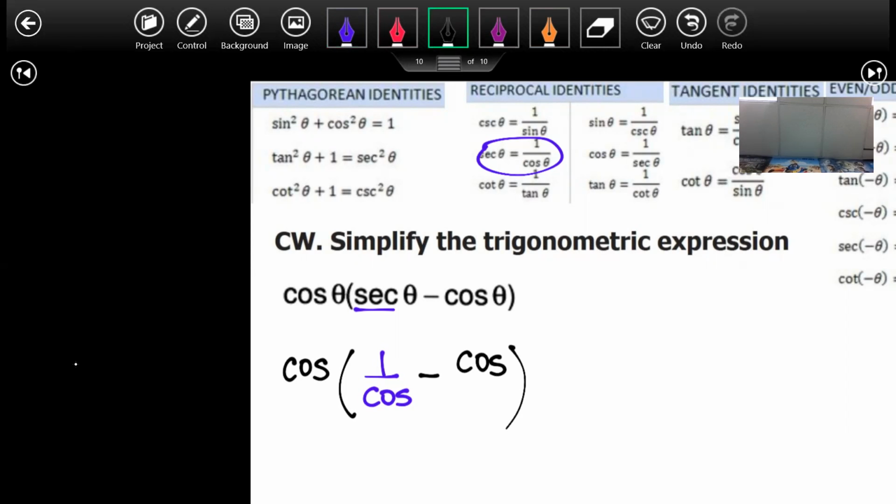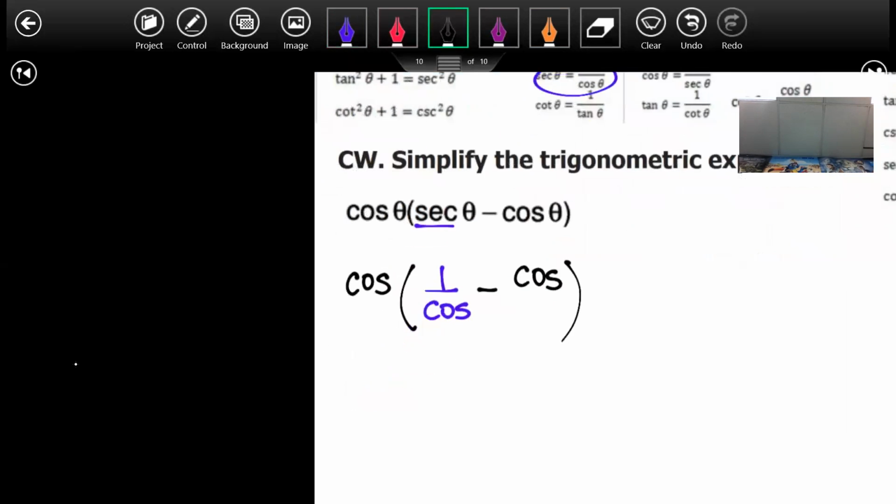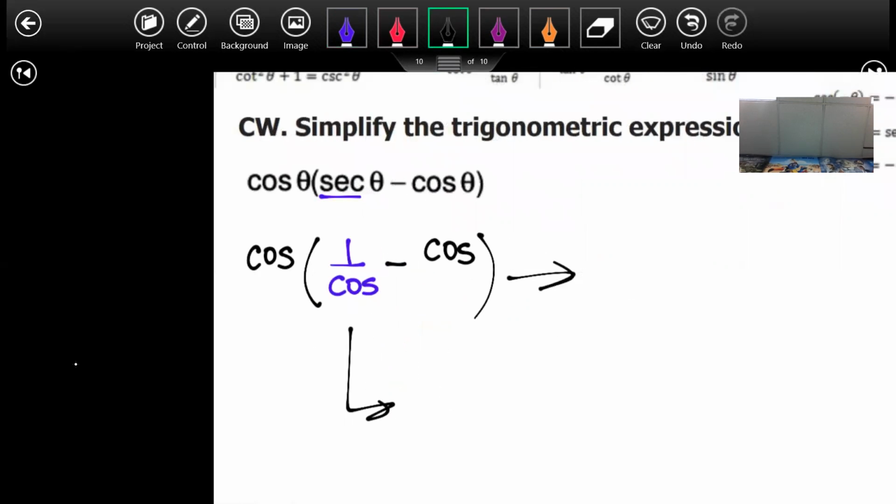What do you think I got to do here? What do you want to do? Distribute? You can find the common denominator or you can distribute. There are 2 ways of doing it. I'm going to show you both. This is a case in which you can do it both ways. Some people like doing it one way, some people like doing it the other. This is the distributor way. This is the finding the common denominator way.